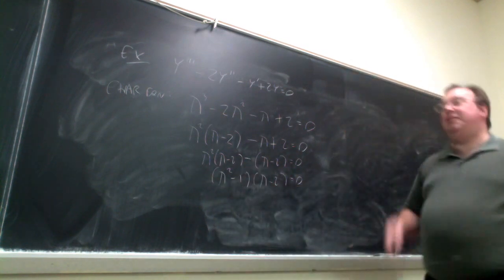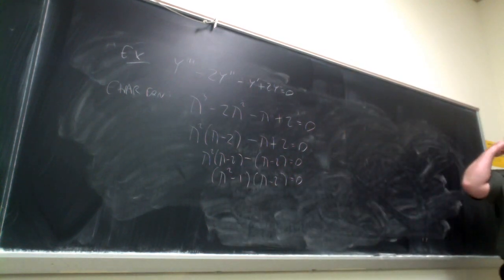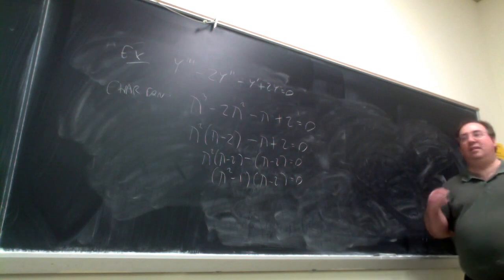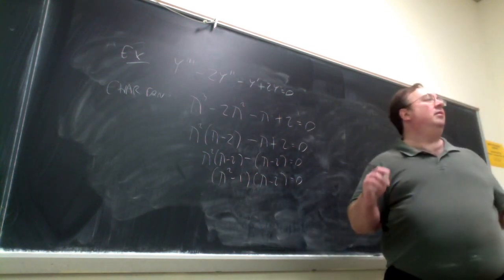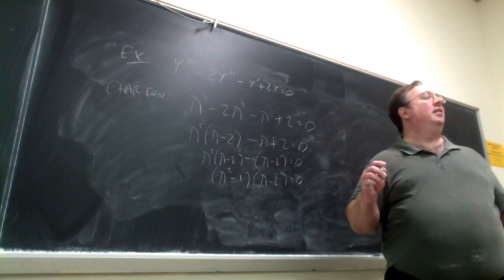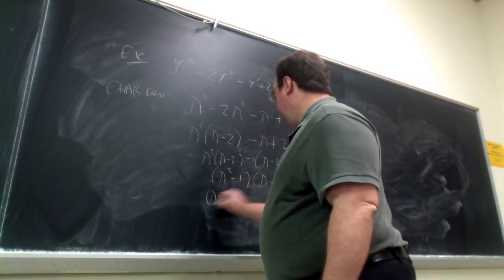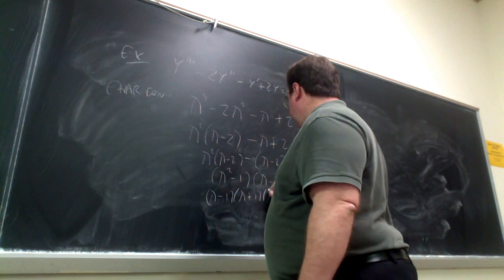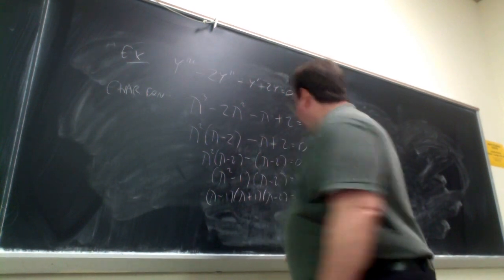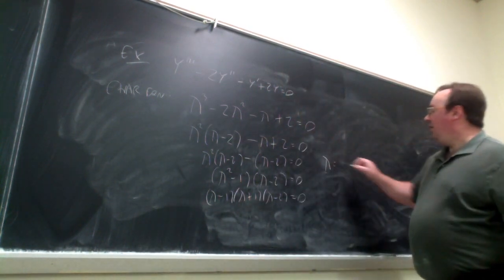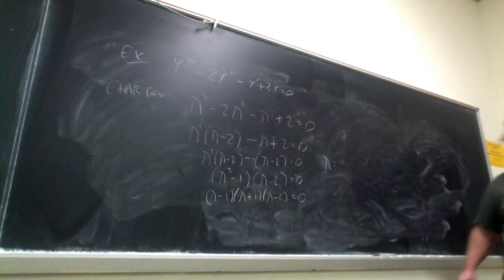But now what can you do with that? Someone said, yeah, difference of squares. So lambda minus 1, lambda plus 1, lambda minus 2 equals 0. So, what are your three roots?